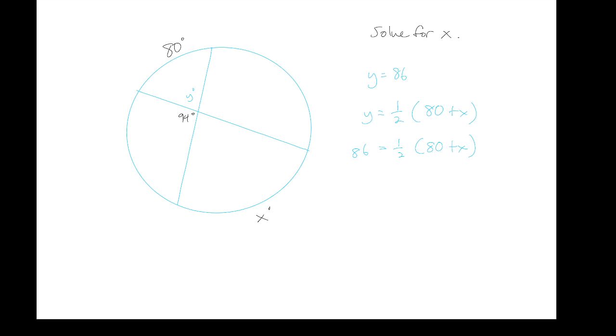Now we're just doing algebra. To solve for x, we have some options. We can distribute the 1/2, or we can multiply both sides by 2. I think that's going to be a better outcome for us. So multiply both sides by 2, so we'll get 172 is equal to 80 plus x. Subtract 80 from both sides, and we're going to get that x is equal to, according to your calculator, 92 degrees.